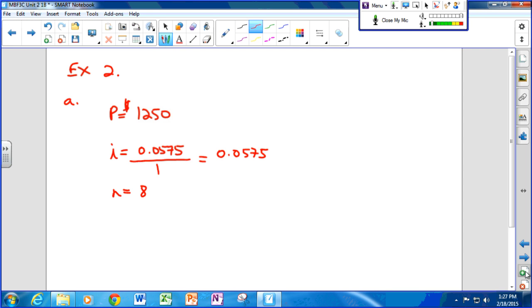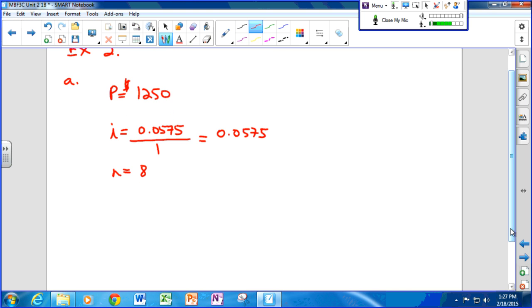Now, the next step is to work out the amount. I'm going to switch to blue. So A equals P times (1 plus i) to the power n. Our principal is 1250. 1 plus 0.0575. Make sure that looks like a 0, not a 6. And then that's to the power 8.